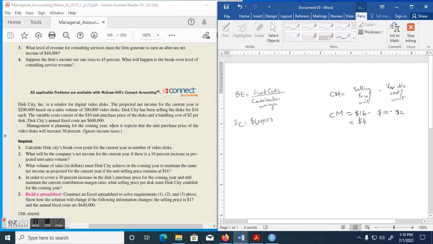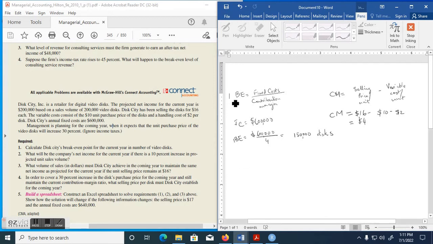With a fixed cost and a contribution margin, we can now calculate our break-even in units. So our break-even is going to be $600,000 divided by $4. Okay, and when we put this into the calculator, 600,000 divided by 4, this gives us a volume of 150,000 discs. Okay, now this is our current situation. Question number 2. This is question number 1.